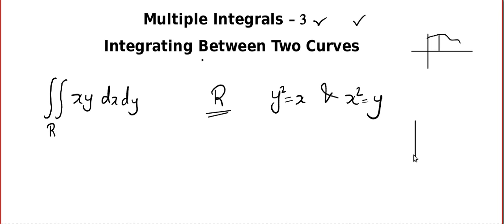Now let's imagine two curves, y equal to f of x and another one, y is equal to g of x, something like this. So clearly the limits of y will not start from 0, it will start from the curve which lies below to the curve which is on the top. Okay, in such problems, the first thing to do is find the point or points of intersection.